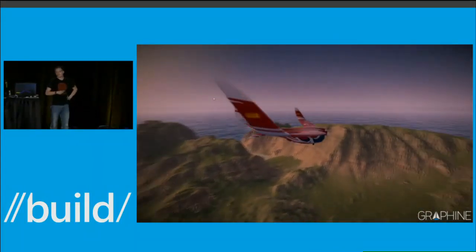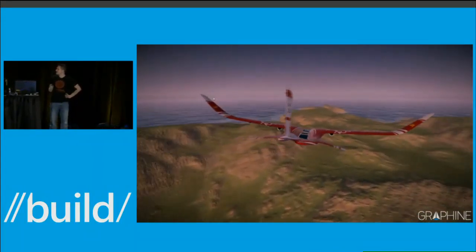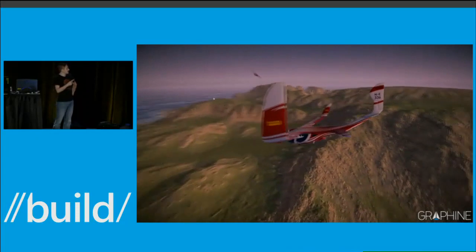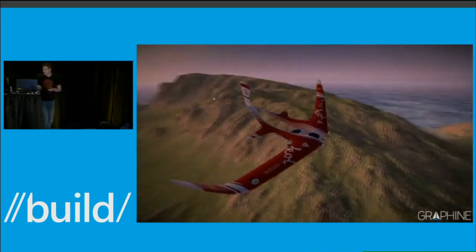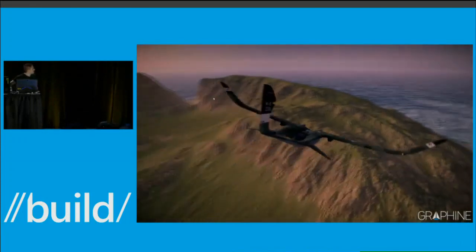What you're seeing here are the planes. The first thing you should notice are the planes. They are 8,000 by 8,000 pixels for a single plane texture, and we actually have four of those.